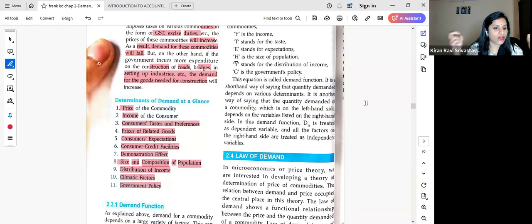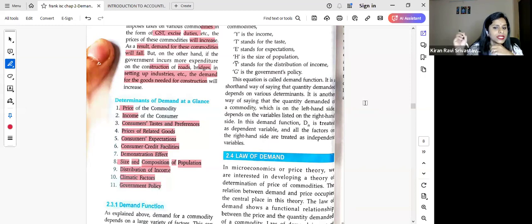Demonstration effect, show off effect. If the demonstration effect is high, then the demand will increase. The demand increases because of demonstration effect, because people try to emulate the purchases of their friends and their relatives or their acquaintances, because of which the demand increases.